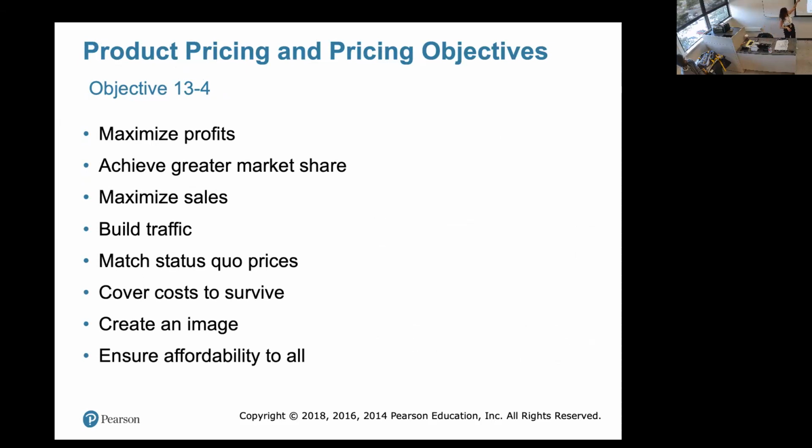Anyway, we got to go a little quicker here now. We only have about 20 minutes left. So, product pricing and pricing objectives. Some of your objectives are you want to maximize profit, right? You want to price it in a way where you get the most overall profit. Achieve greater market share. You want more people to buy your product. Maximize sales. Build traffic, right? Like get people to come to your store or to your website.